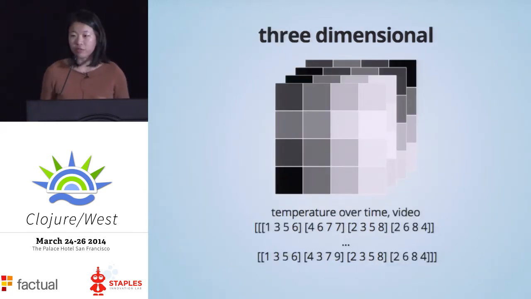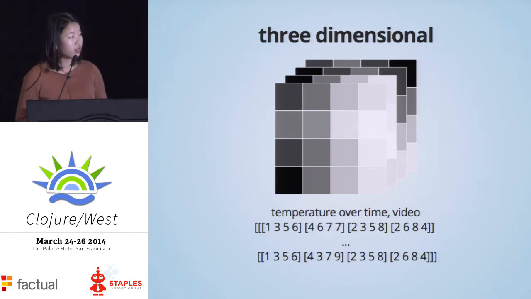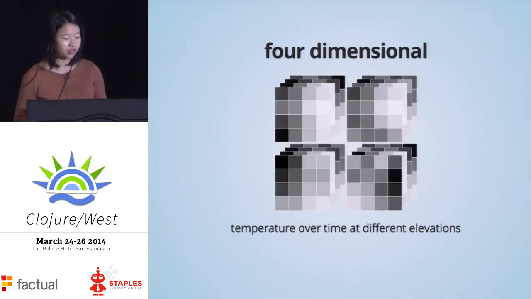And what does three-dimensional data look like? This is like temperature over time, or raster data over time, or images over time, which we know as videos. We just introduce more and more layers of nestedness. But what about four-dimensional data? This could be temperature over time at different elevations, so this is a changing 3D model.